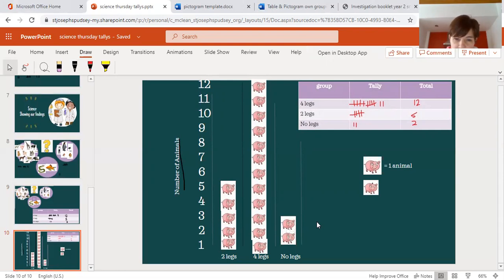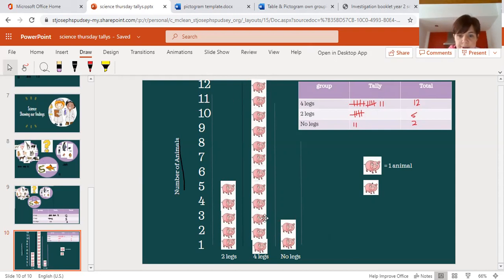And 2. So how many animals had no legs? We've got 1, not in the right place, and 2. Okay, so what you can then use this pictogram for is you can use it to look at and see which groups of animals had the most in. Which group of animals has the most in?